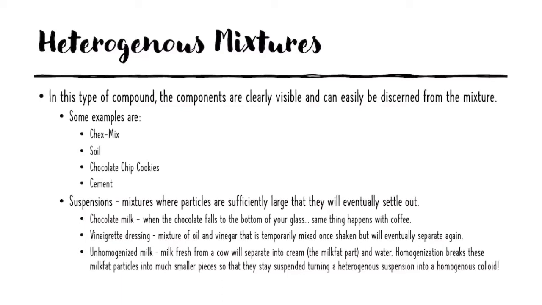Homogenization occurs when they take the milk and they force it through teeny tiny openings with high pressure. And what that does is it breaks those milk fat particles into a lot smaller, teeny tiny pieces that then can stay suspended in that liquid. And so what we're doing when we homogenize milk is we're taking it from a heterogeneous suspension and we're breaking up those particles so they're small enough to form a homogeneous colloid. And that's why we don't have to shake our milk anymore.